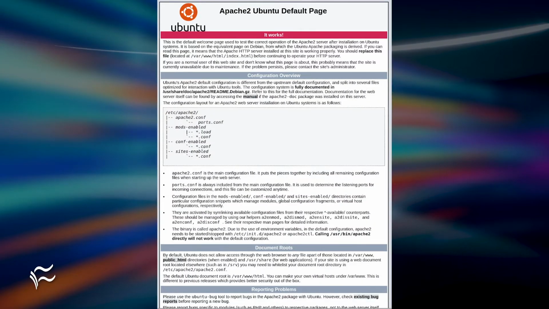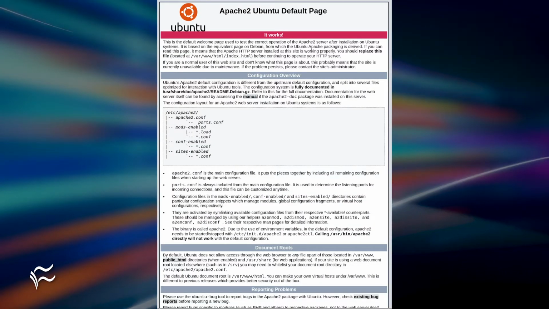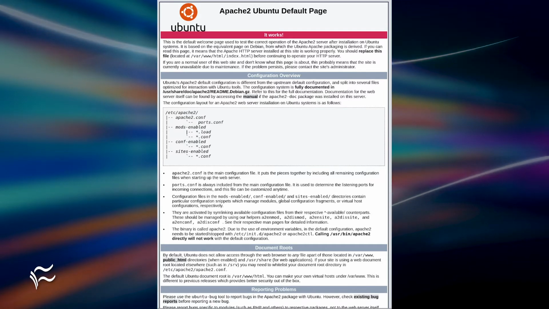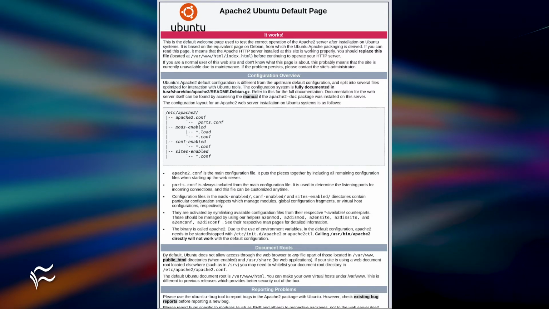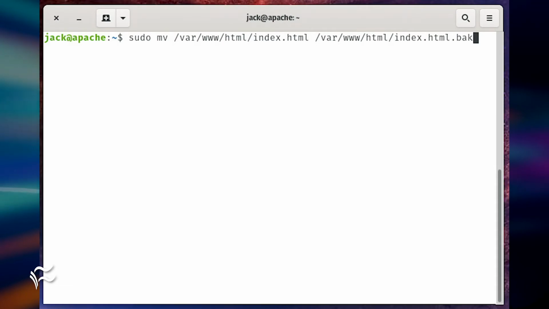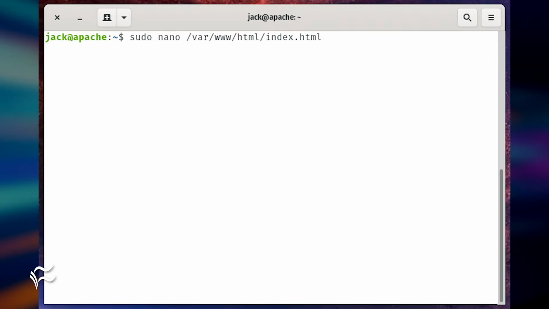You can verify your installation by opening a web browser and pointing it to http://serverip, where serverip is the IP address of the server hosting Apache. You should be greeted by the Apache welcome page. Back at the terminal window, rename that index.html file with the command sudo mv /var/www/html/index.html /var/www/html/index.html.bak.